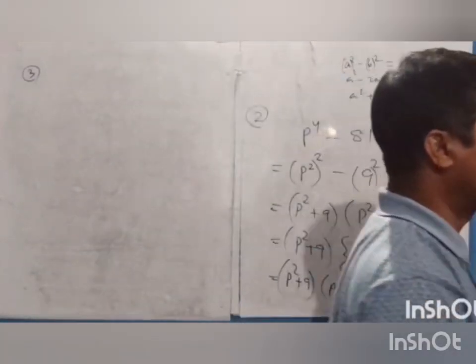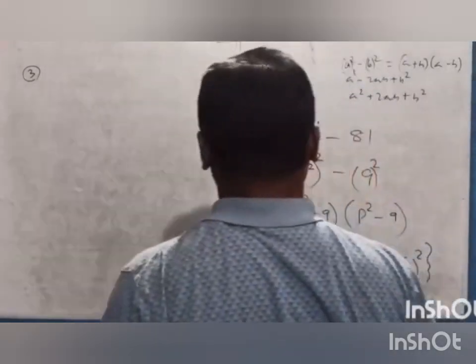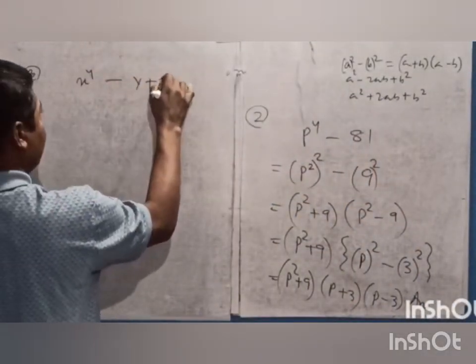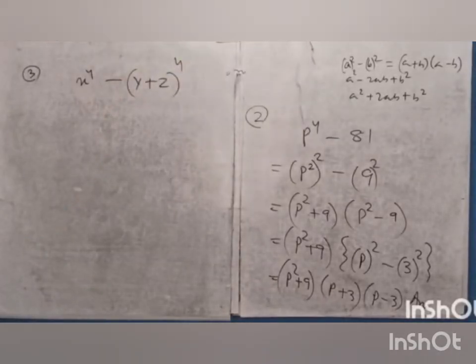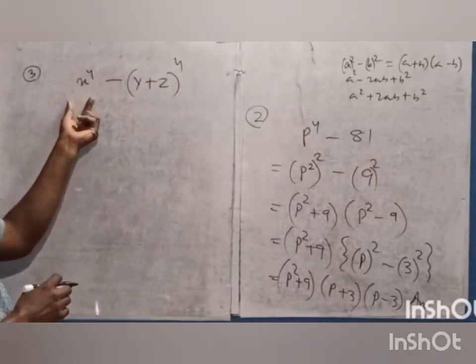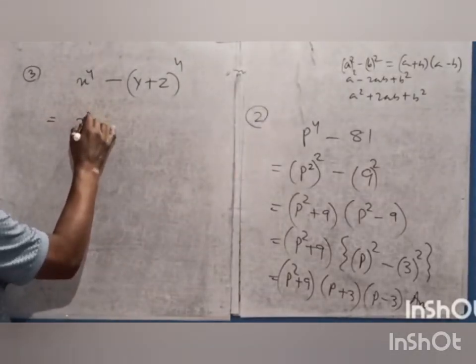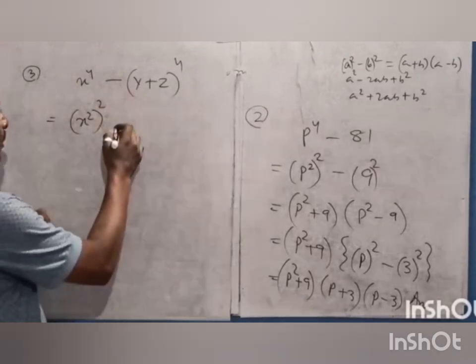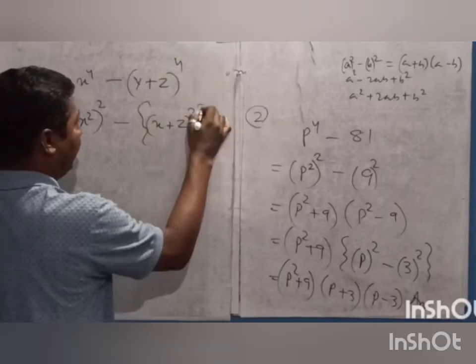Let me see the question. x⁴ minus (y plus z)⁴. In a similar way, this can be converted into a square. This will be whose square? x² whole square, you know it. So this can be converted into (x² ) whole square.